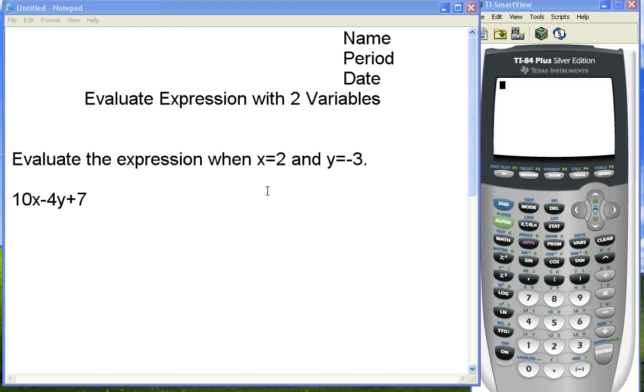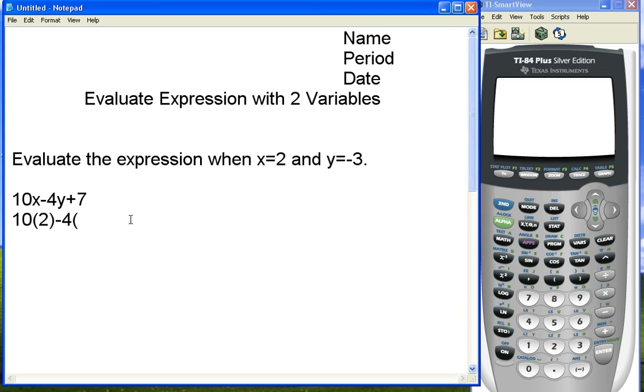So here's an example problem that you're going to see on a module. Evaluate the expression when X equals 2 and Y equals negative 3. And then they're going to give you an expression, 10x minus 4y plus 7. So the process is pretty much the same as last time on the other video. You copy down the 10, but since x up here equals 2, we're going to replace this x with a positive 2. Then minus 4. Since y up here is negative 3, we're going to replace the y with a negative 3. And then just add the plus 7.